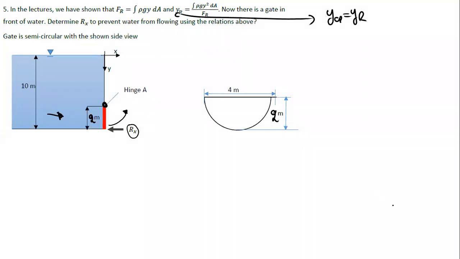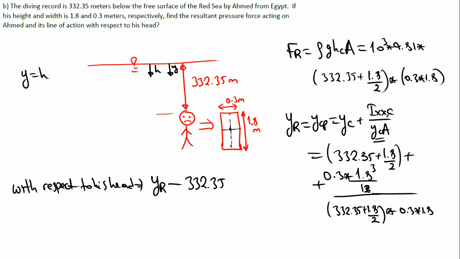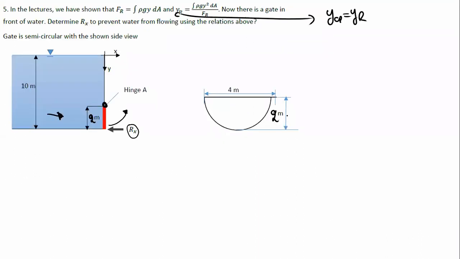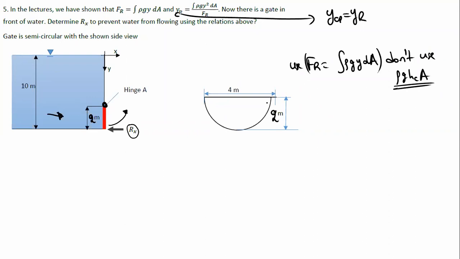Okay, so let me solve the equation, but this one says to use the integral relations instead of the relations that we had. Using the HC and YCP relations, just use the integral relations of rho g y dA. Let's start to solve the problem. We can see the Y coordinate here, and I will find FR, which is rho g y dA, but using integral relations. It says don't use rho g HC times the area, but use the integral.